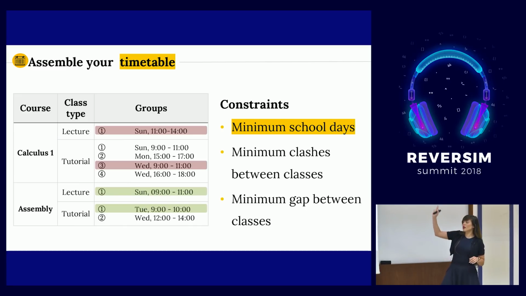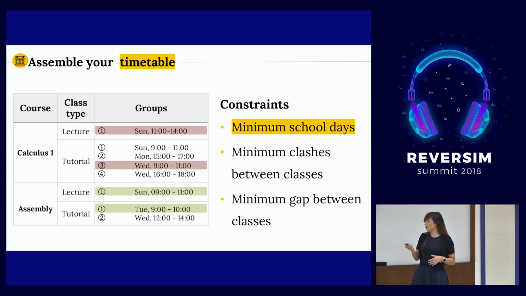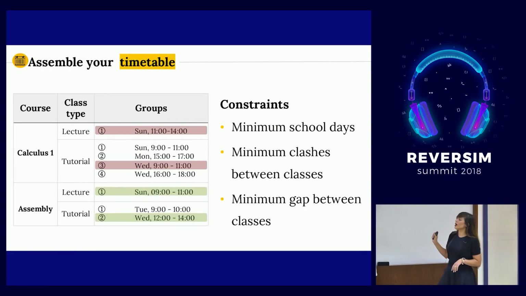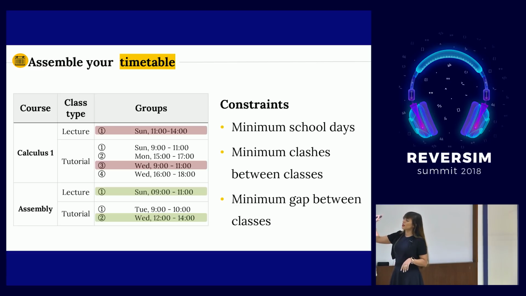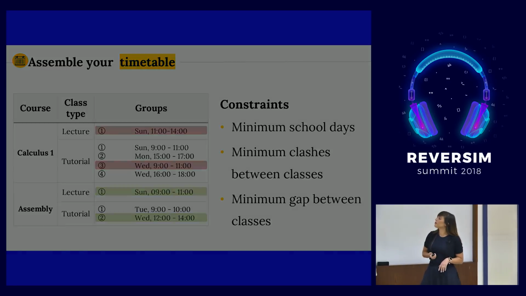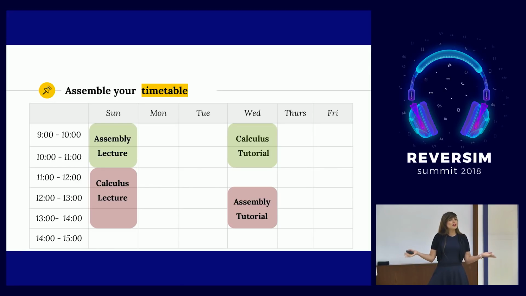Okay. So because we violated the minimum school days constraint, let's try to re-choose again. And okay, so now I re-chose the assembly tutorial. I moved it to Wednesday. Oh my God, that's a perfect timetable because now I only have to go 2 times to college. There's only 1 hour gap between classes and there are no clashes at all.